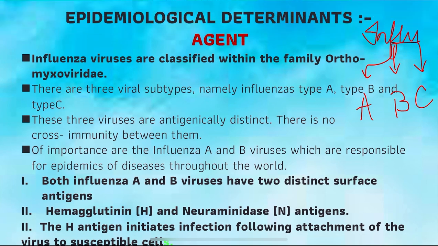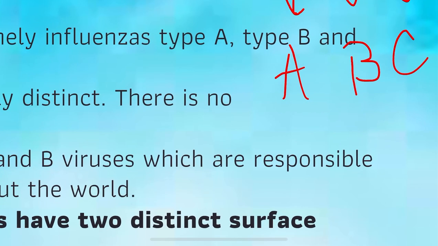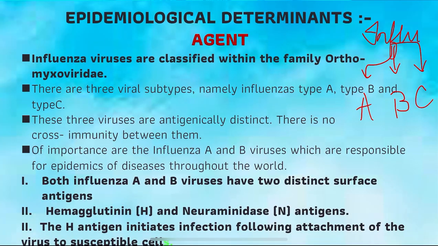These 3 viruses are antigenically distinct. Now you see these 3 types A, B and C, they are antigenically distinct. Okay, they are different from each other. Clearly, you can state the differences between those 3 types. There is no cross immunity between them.